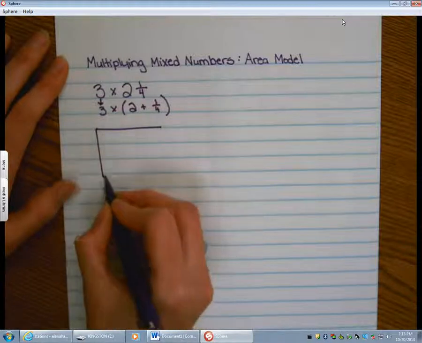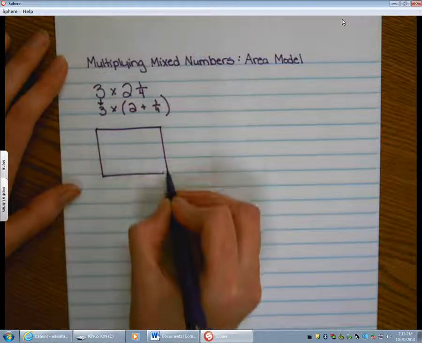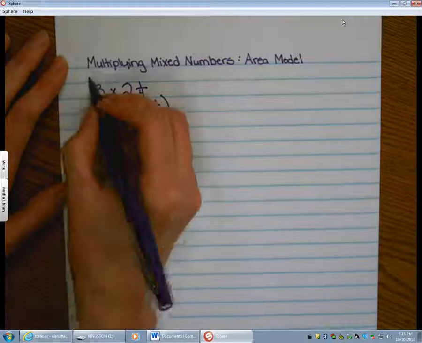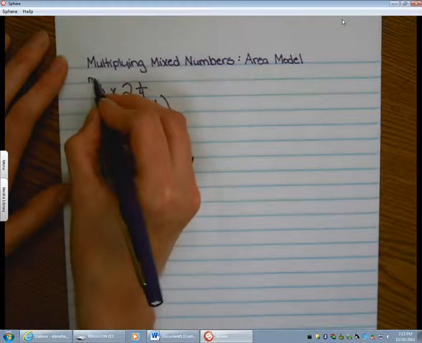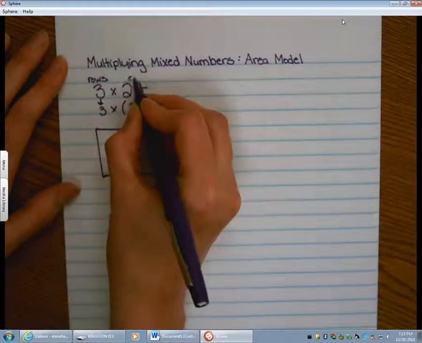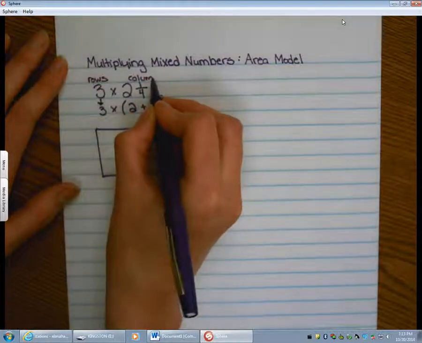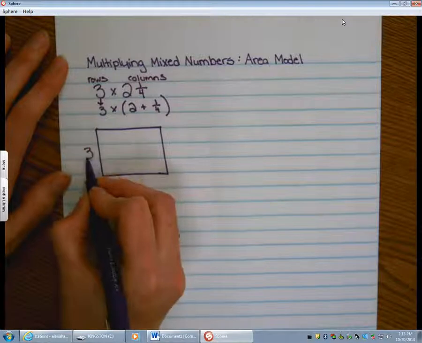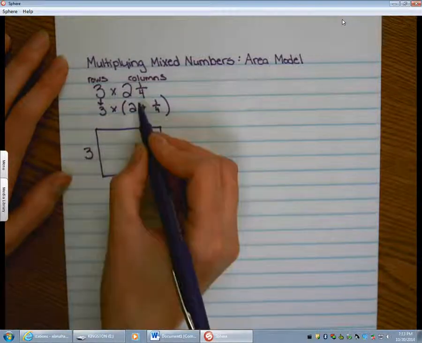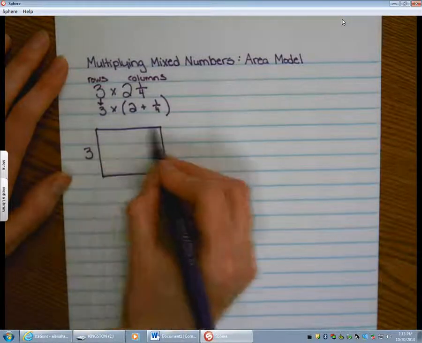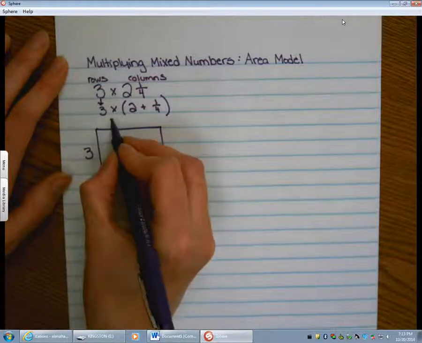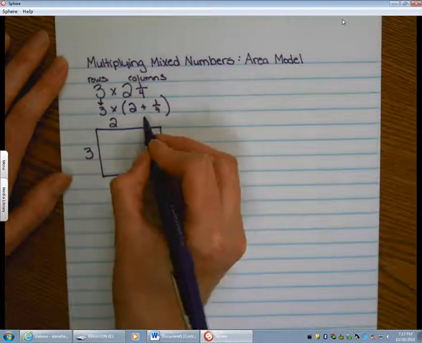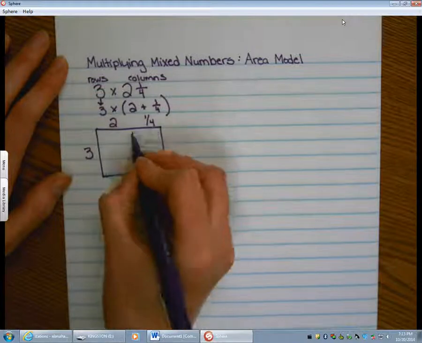And my area model here is just going to be a square. And I'm once again going to work with rows times columns. So over here, since I just have my whole number, I'm going to put my whole number 3. But on the top, I'm going to separate my column into my whole number 2 and my fractional part, my 1/4.